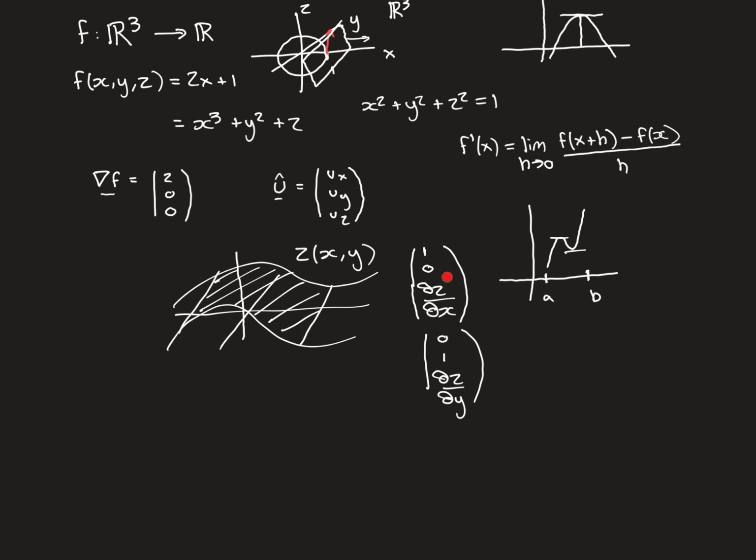So you'd get these two vectors, which are the tangent vectors in the x and the y direction, and then you'd cross product them, and that would give you the normal vector to the surface.